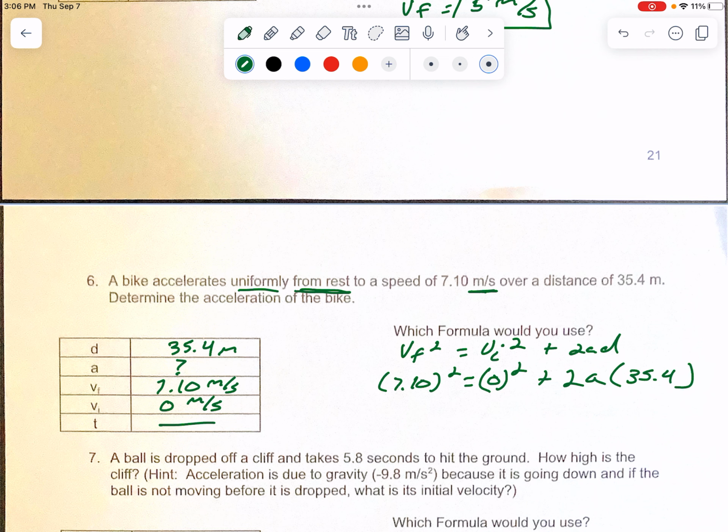Okay, so what I did is I'm going to clean this up. So 7.10 squared is 50.41 equals, I'm going to take that 2 times the 35.4, that's 70.8, and then A. So treat that A like X, so divide both sides by 70.8, and you're going to get an acceleration of 0.71 meters per second squared. It is okay to get a decimal. Not everything has to be a nice bigger number, okay, because it's just not that way.